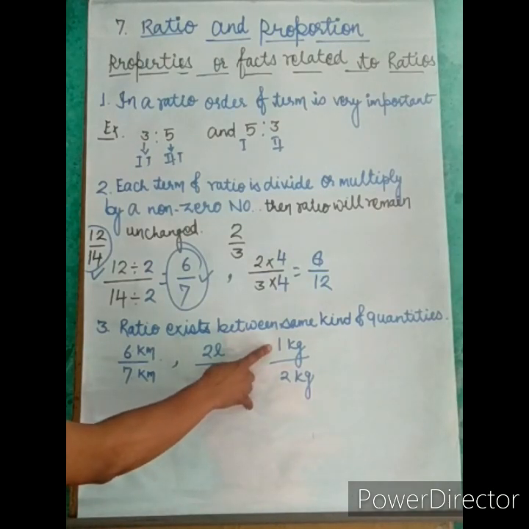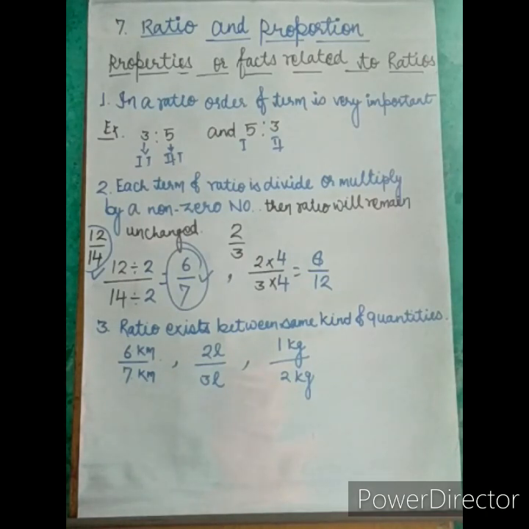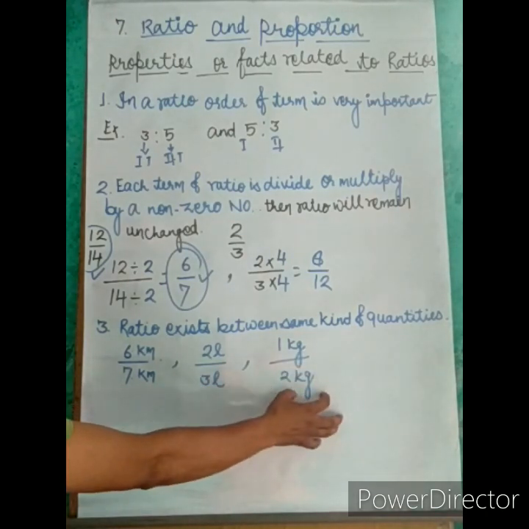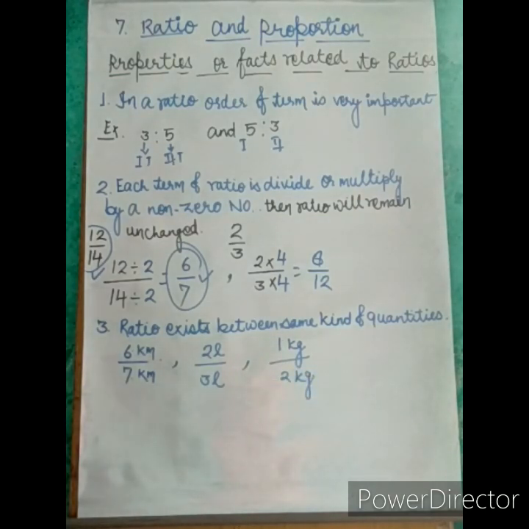First term is 1 kg, second term is 2 kg. So here also we can form a ratio, because these are quantities of weight, kg, and this is also kg weight. So we can form a ratio between 1 and 2 because they belong to the same quantity.